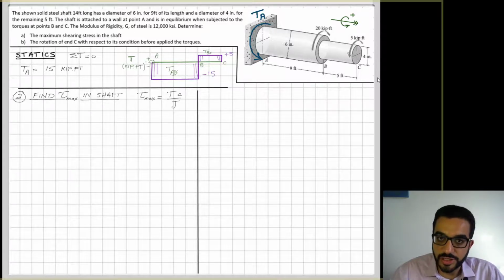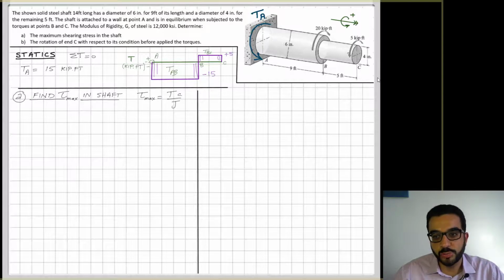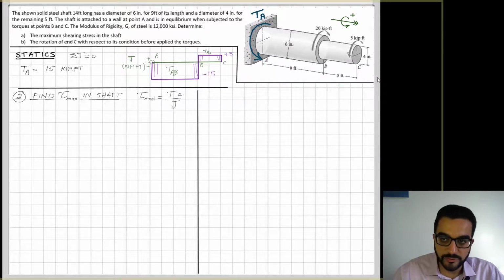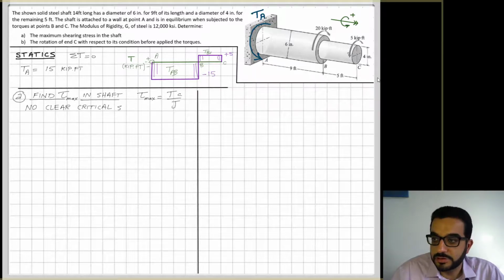If I look at segment AB, T_AB is large, 15 kip-foot, but the section is also a little beefy, right? It's a 3-inch radius. Compared to segment BC, I have little torque, but I also have a little section. A bigger section translates into a bigger J, the polar moment of inertia, which reduces the shear stress tau, even if I have a large torque value. So I don't have a clear-cut direction. Where is actually the critical section?